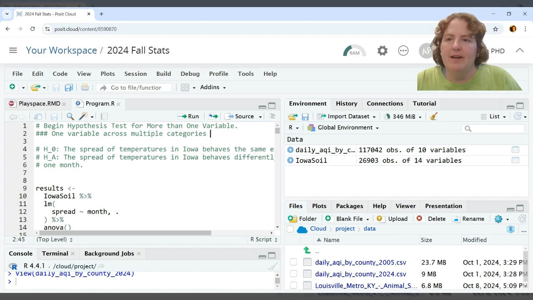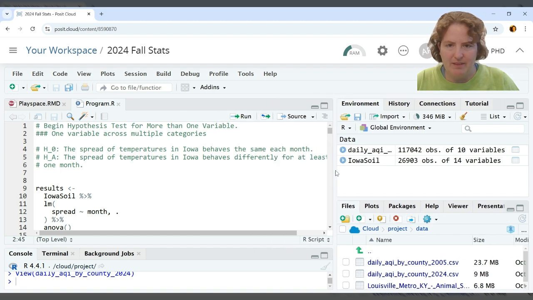Since it's a hypothesis test, I'm always starting with my hypotheses. My null hypothesis is that the spread of temperatures in Iowa behaves the same every month. And my alternative is that the spread of temperatures in Iowa behaves differently for at least 1 month. So, like maybe January is off. I don't know, but at least one of them is off.